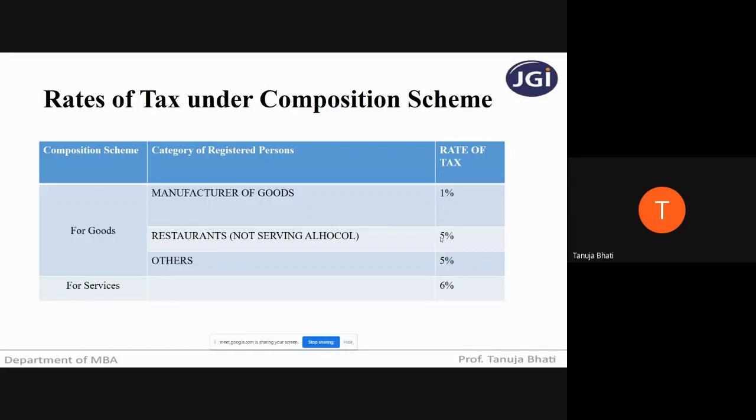So is this clear, students? Yes? Is this clear? Ma'am, composite tax and composition scheme both are the same. See, under composition scheme, if you opt for this scheme, these will be the tax rates.